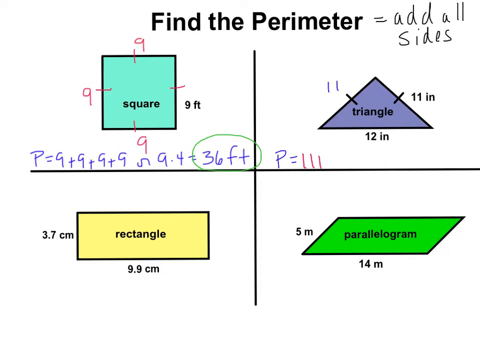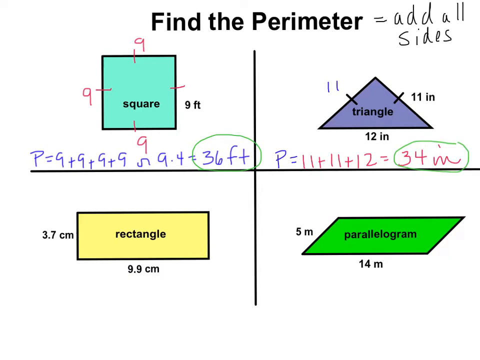So 11 plus 11 plus 12 is equal to 34 inches. And that is the perimeter. That's the distance around that shape. Let's move on to the rectangle.